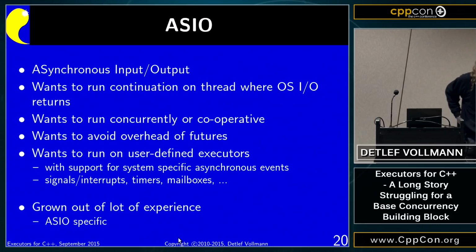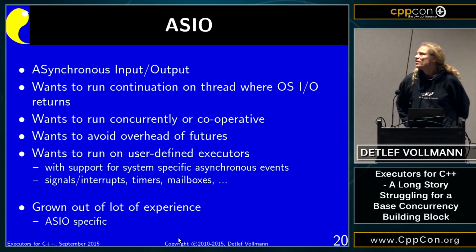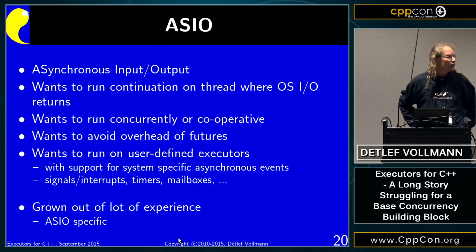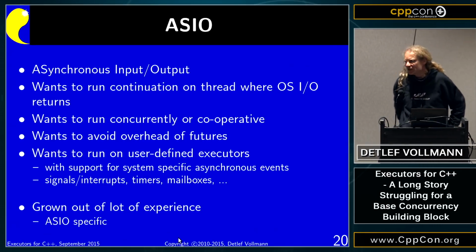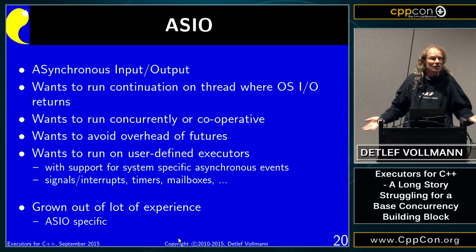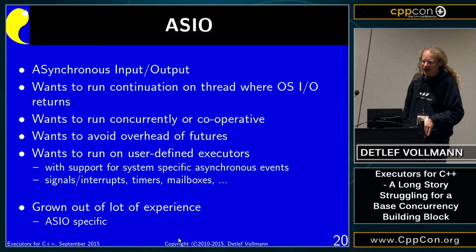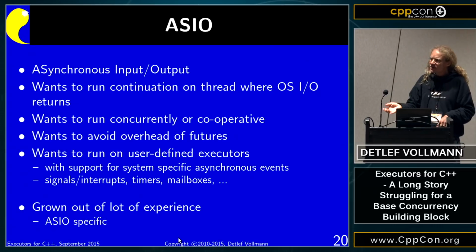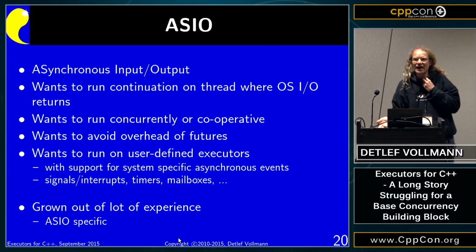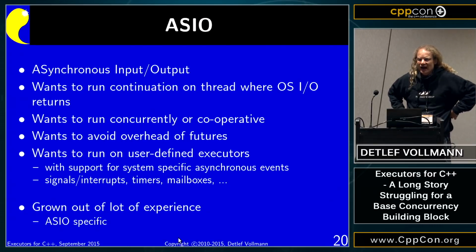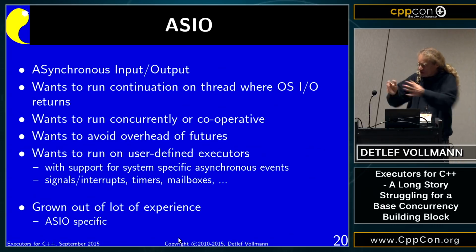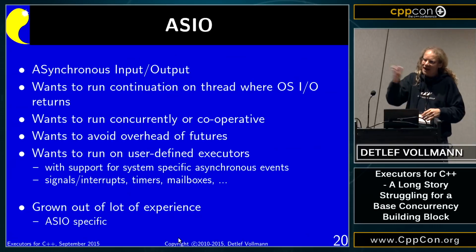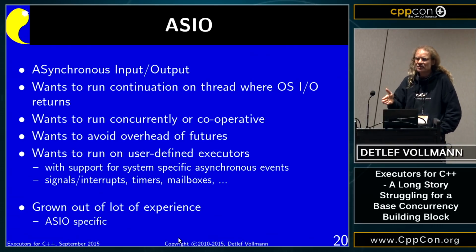Next example, ASIO. Who of you has already used Boost ASIO? Oh, good. So you know what I'm talking about. This is about asynchronous input-output. Input-output is asynchronous by default, by definition, essentially. And so this is really meant to be a high-performance input-output library. And so it generally wants to run the continuations of your I/O on the same thread where the operating system returns from your I/O call.